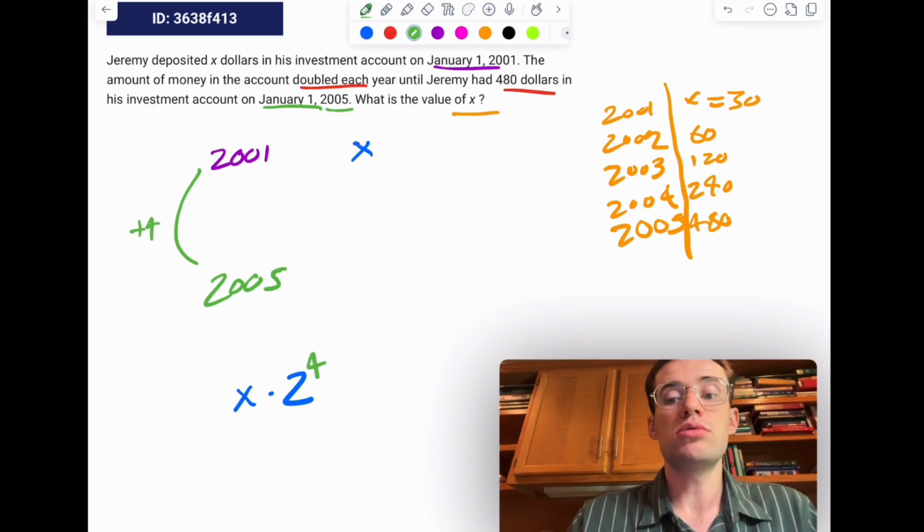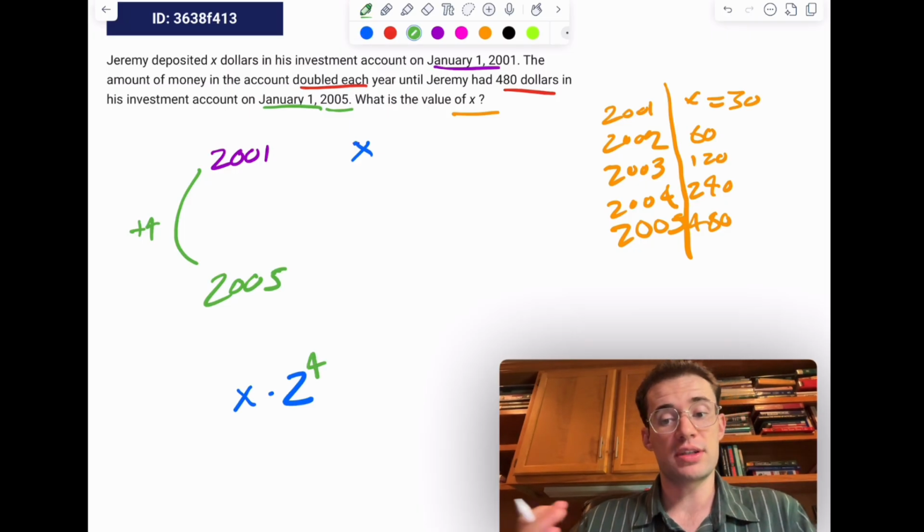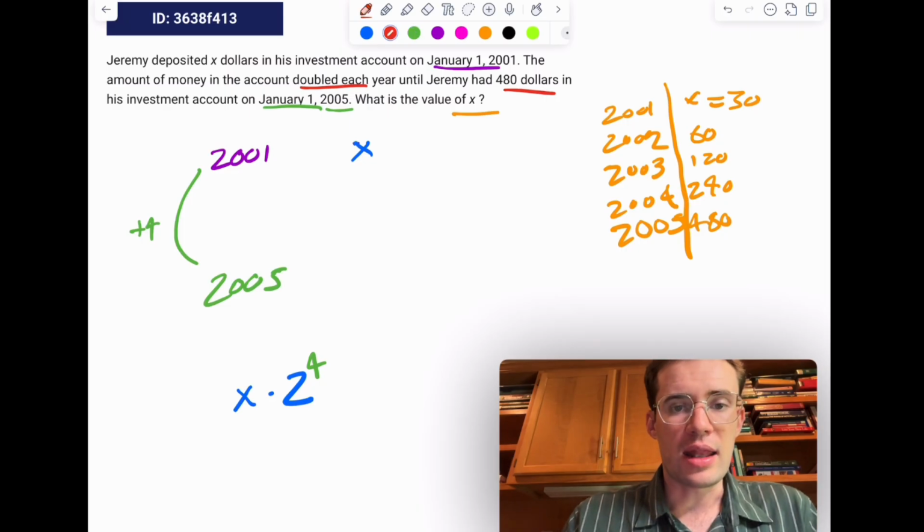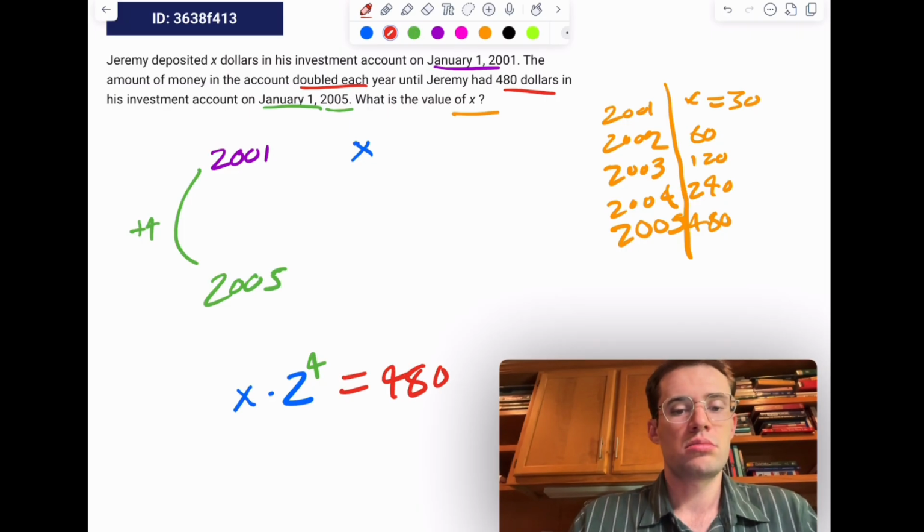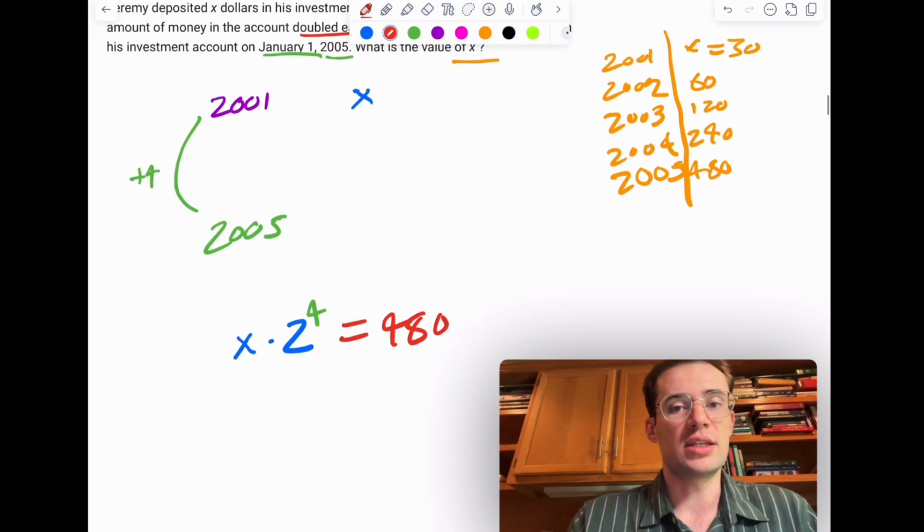So X times 2 to the 4th power, that's 4 years of doubling, then that would make you arrive at your final amount, which is 480. Right? And you just go, okay, 2 to the 4th is 16.